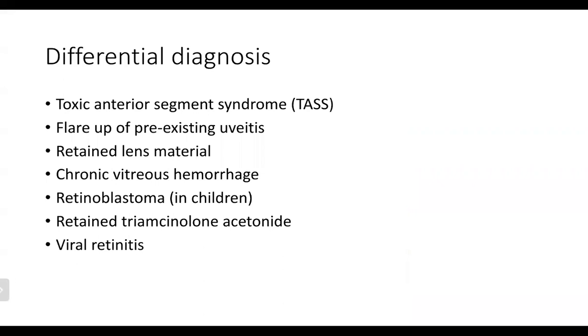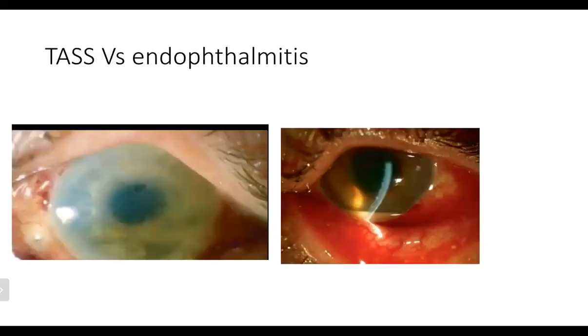So when you see inflammation post-op, it's not always endophthalmitis. Certain differential diagnoses must be ruled out. One of the most important differentials is toxic anterior segment syndrome, TAS. Others are flare-up of pre-existing uveitis, retained lens material, chronic vitreous hemorrhage, retinoblastoma in children, retained triamcinolone acetonide, and viral retinitis.